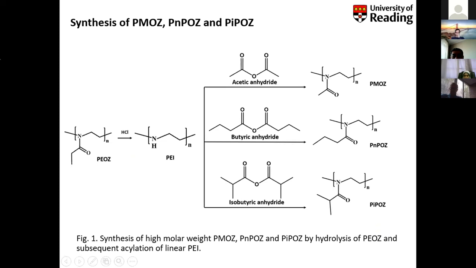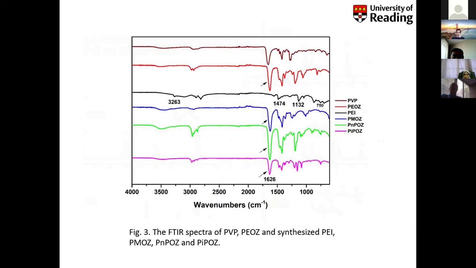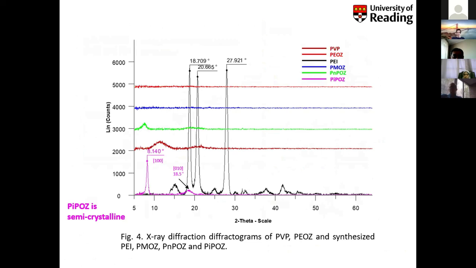Okay, so the successful synthesis was characterized by the proton NMR spectra and the FTIR spectra, as well as the X-ray diffraction diffractograms. It was noted here that PVP, PEOx, PMOx, and PNPOx are amorphous. However, the PIPOx is semi-crystalline, which could be proved by the sharp peak at 8.14 degrees.